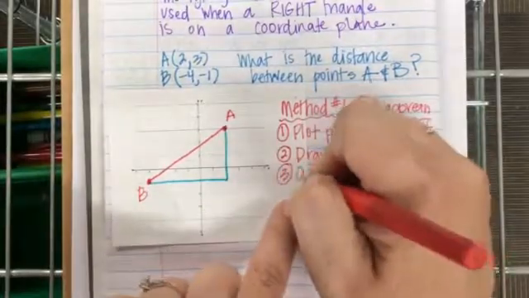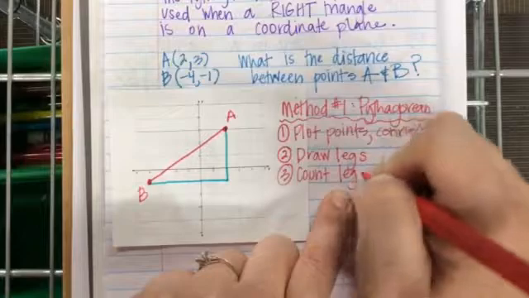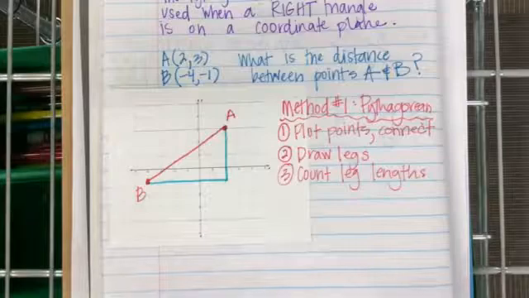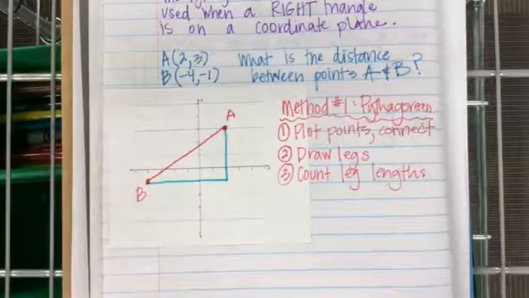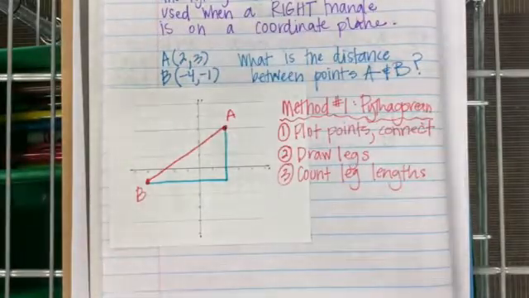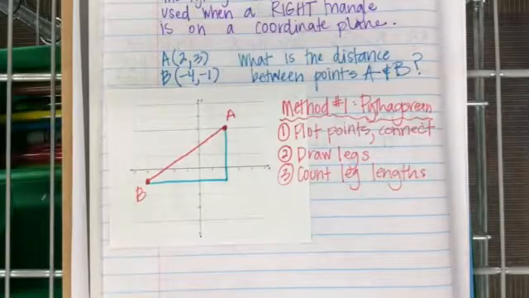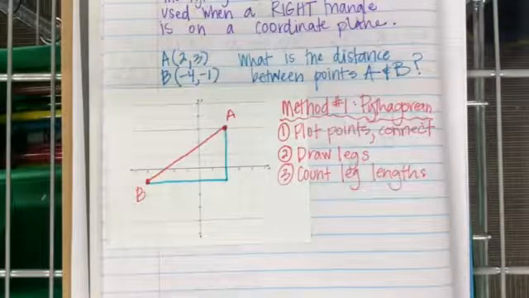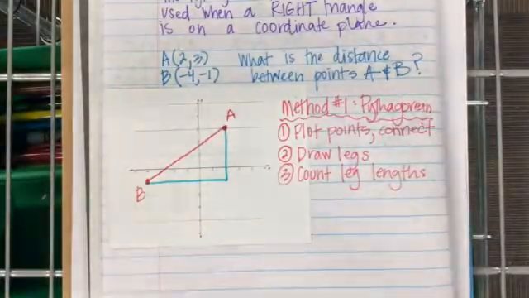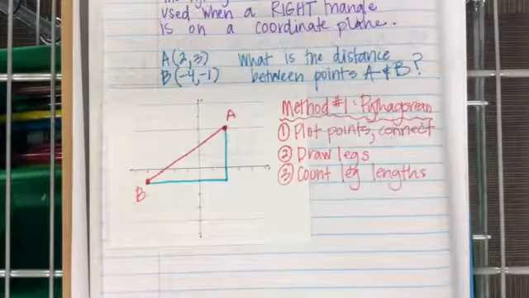Step 3, count the leg lengths. So step 1 was to plot the points and connect them. Because the distance we're looking for is called the what of the triangle? Hypotenuse. The diagonal. We're finding the hypotenuse. So we plot those points and we're given the hypotenuse. So we have to fill in the legs to make it a right triangle.